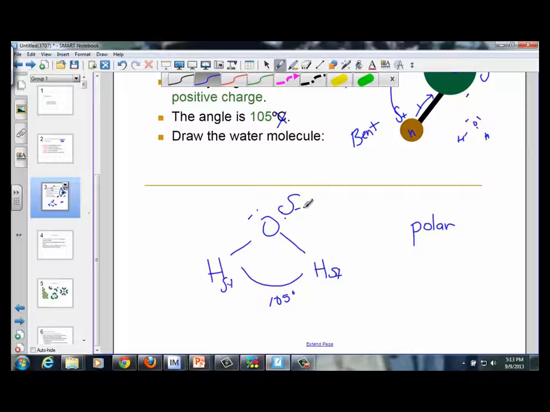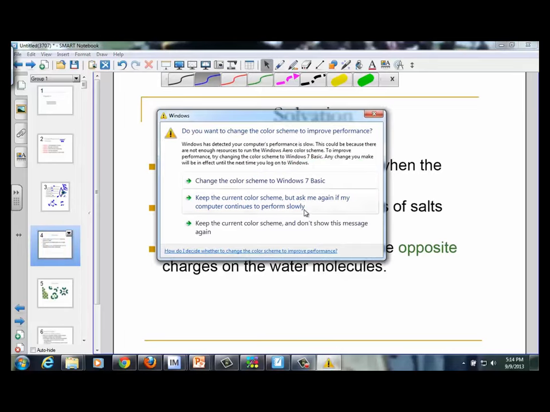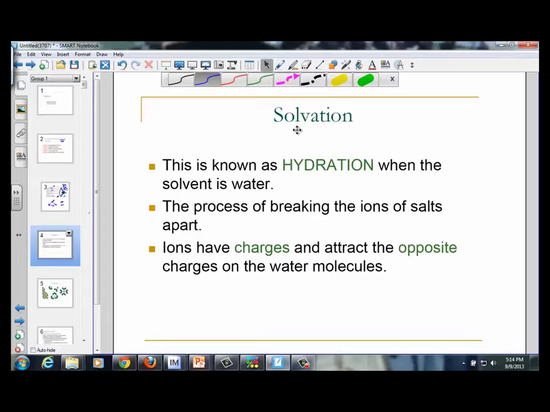Because of these areas that are charged with partial negative and partial positive, we start to see attractions. For example, if I have a sodium ion or a chloride ion, ions are built of these charges, we could see an attraction between these oppositely charged regions of ionic compounds and a polar molecule. This process is known as solvation, creating a solution. Creating a solution through a process known as solvation.